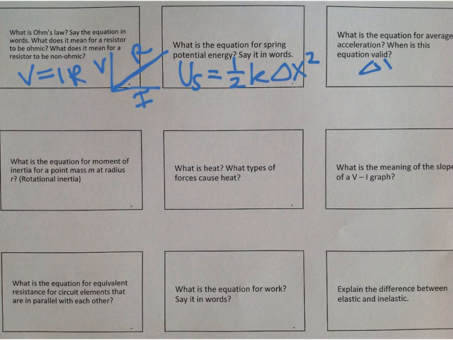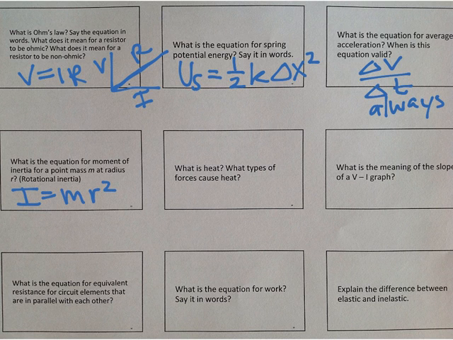Average acceleration is just the change in velocity over the change in time. This is always valid. Okay, you can always find the average. The moment of inertia is for some point mass. So this is basically the rotational inertia, the basic equation, which is mr squared.